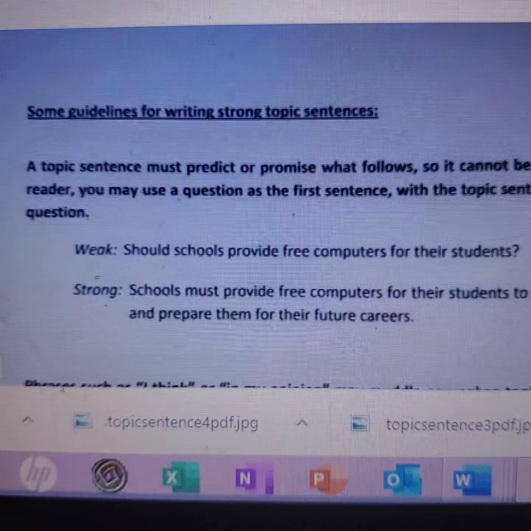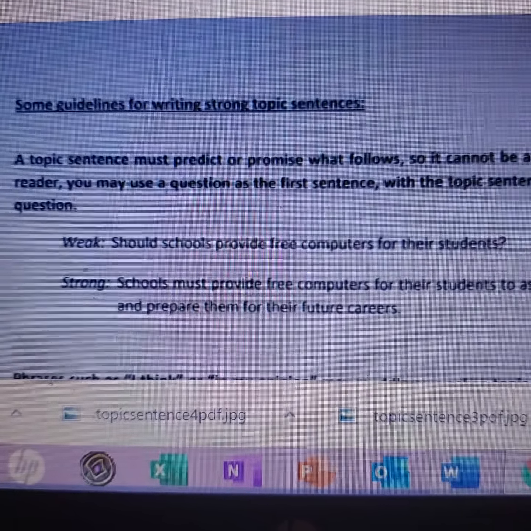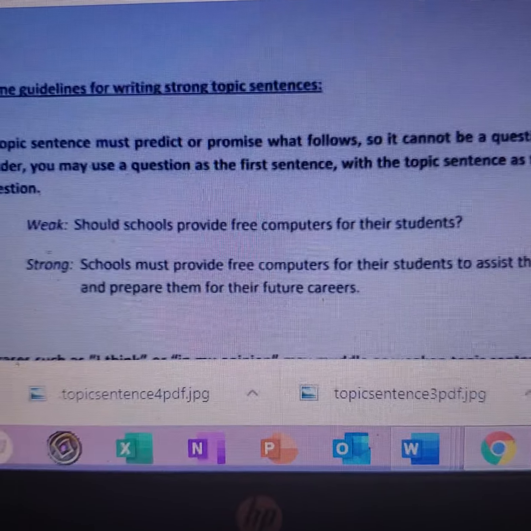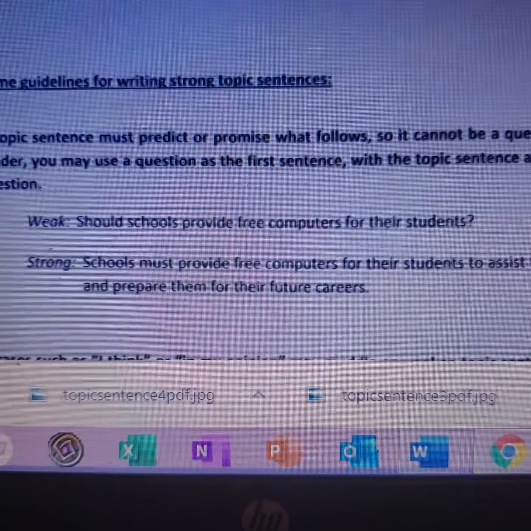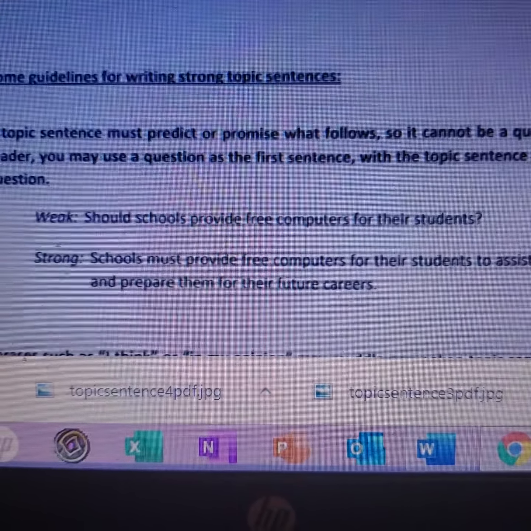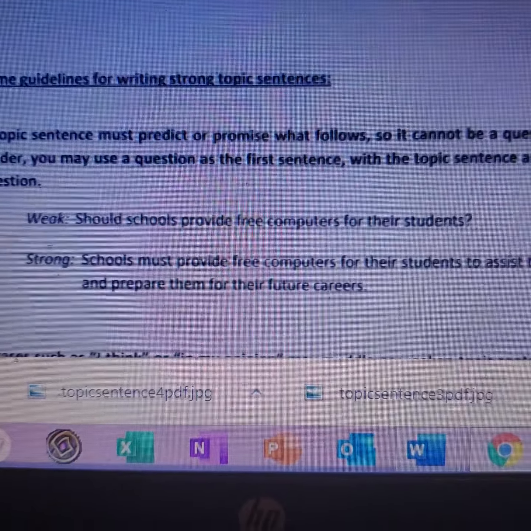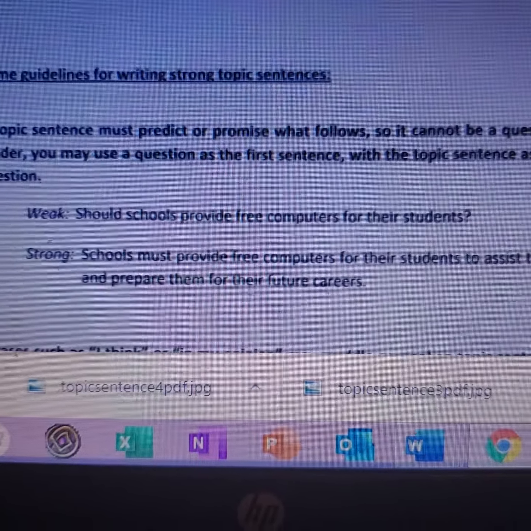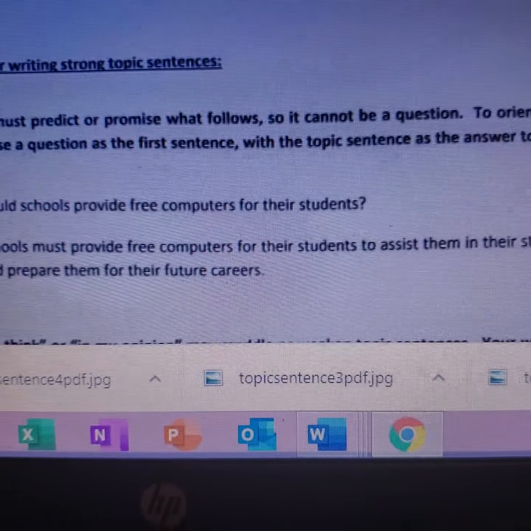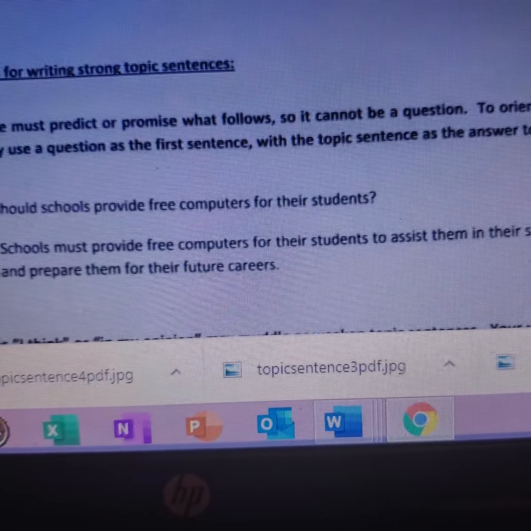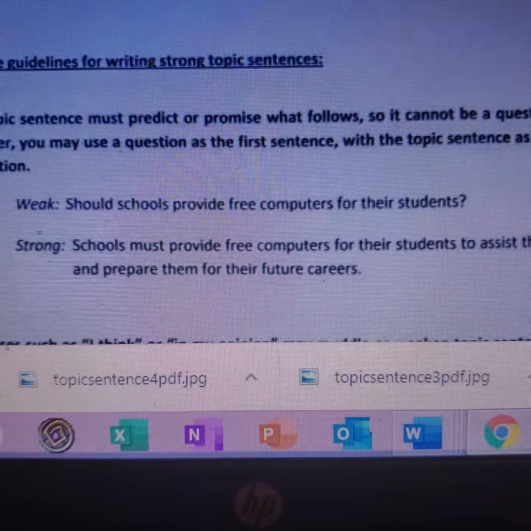A topic sentence must predict or know what's about to happen. So let me show you this example. A weak topic sentence is somewhere along the lines of, should schools provide free computers to their students? A strong topic sentence could say, schools must provide free computers for their students to assist them in their studies and prepare them for their futures.